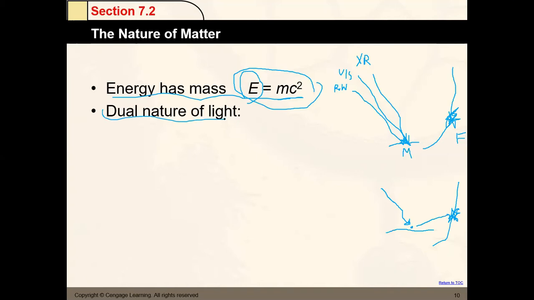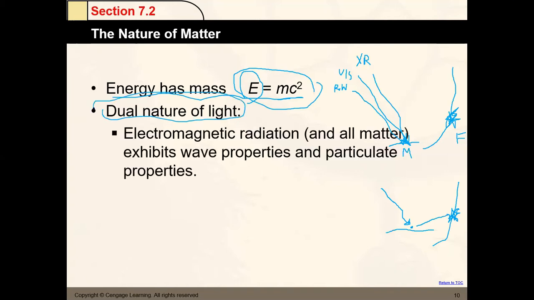This is what Einstein called the dual nature of light. Natural light behaves as a particle and also behaves as a wave, so it exhibits wave properties and particle properties. That was demonstrated by the photoelectric effect. How do you know it has wave properties? Well, because it propagates in waves. It moves in waves, so it behaves as light.